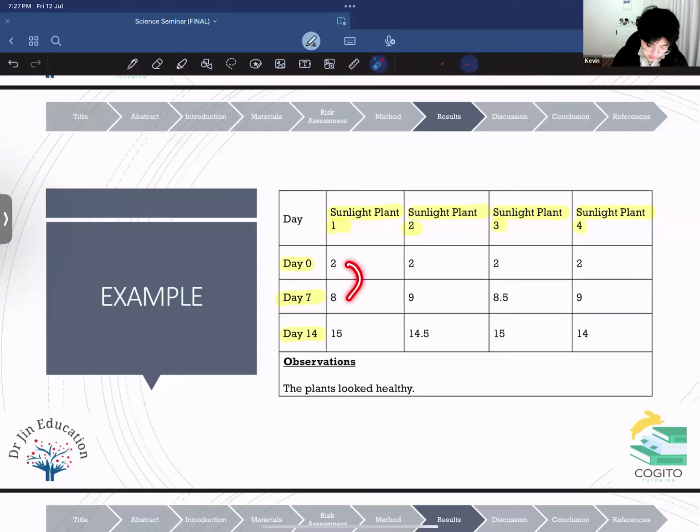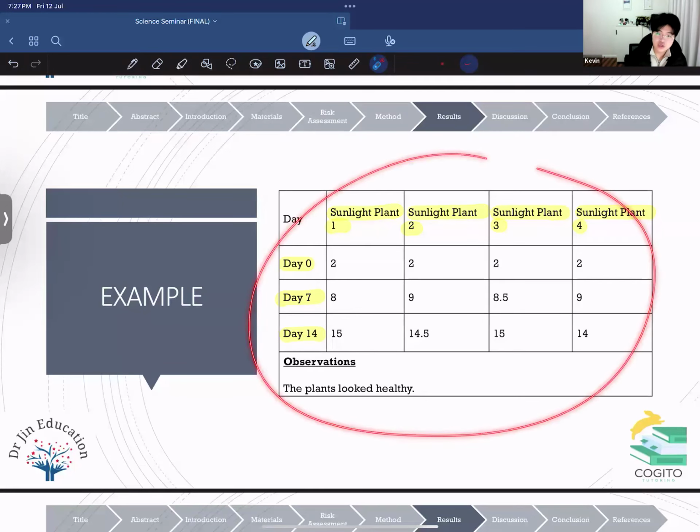So as you can see, it is growing. So that's a good thing, at least. In sunlight, the plant is growing. Very good. Now, here are some observations. It says the plants look healthy. Okay, great. Is this a good example?